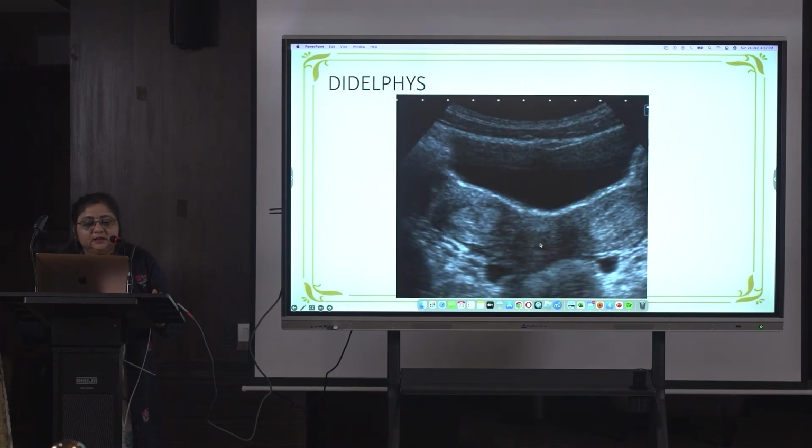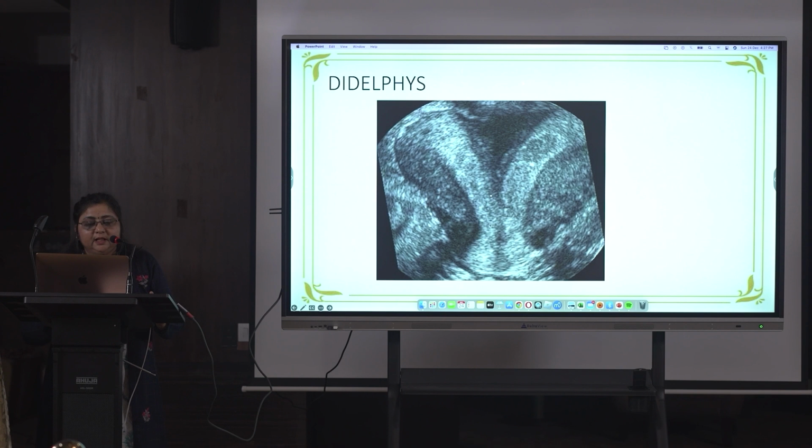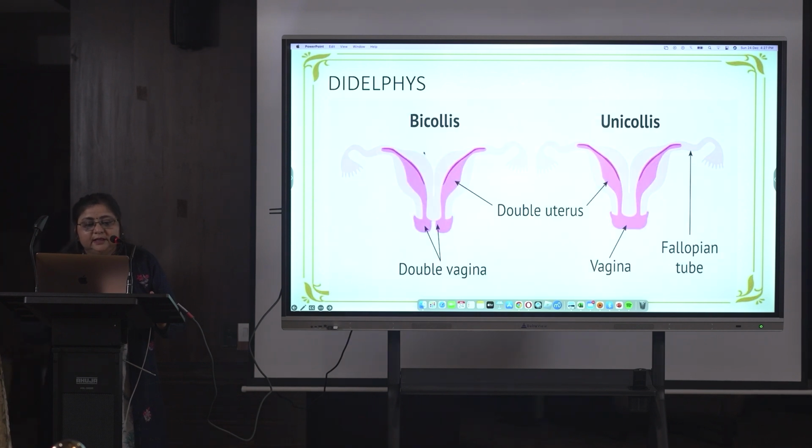So this is a didelphys uterus. It's wide apart and it has its own cervix. So here again, the endometrium, this uterine cavity, and this is the cervix, two cervices. Then this is bicollis with double vagina, unicollis with single vagina.